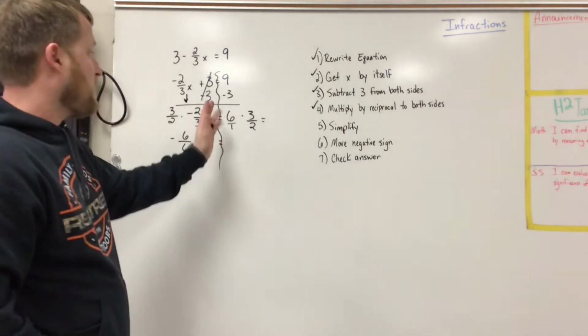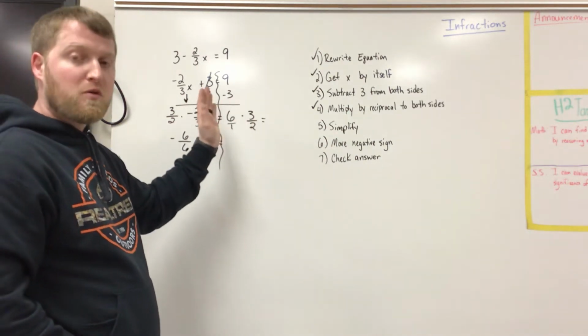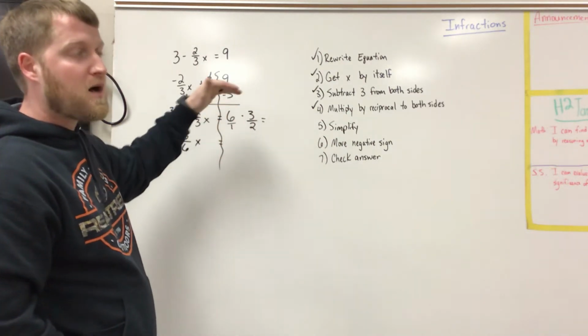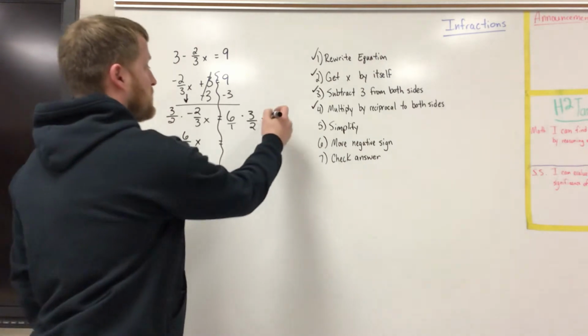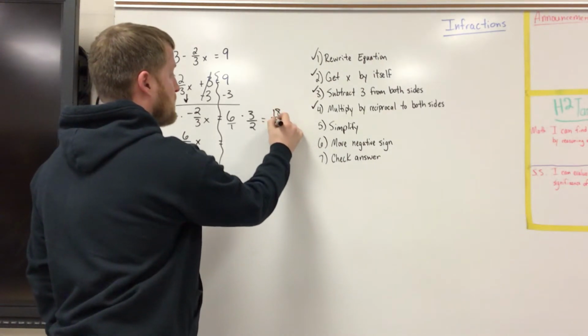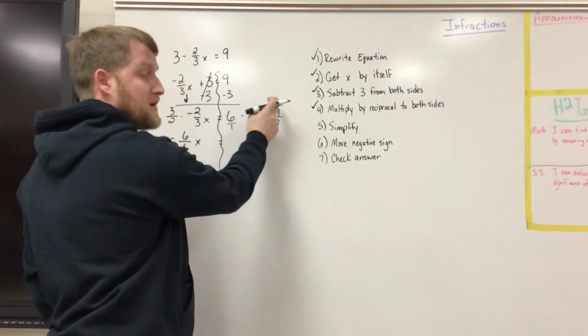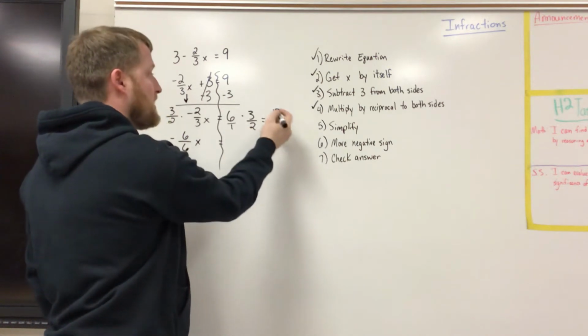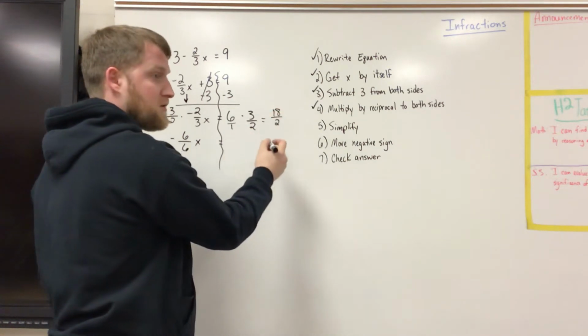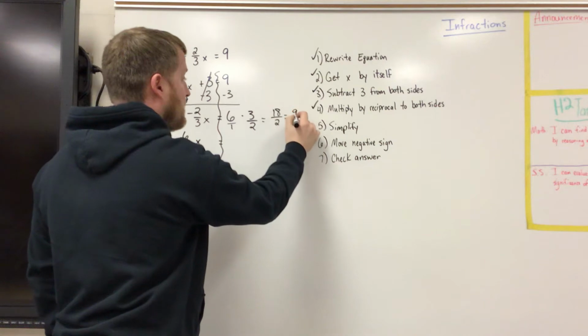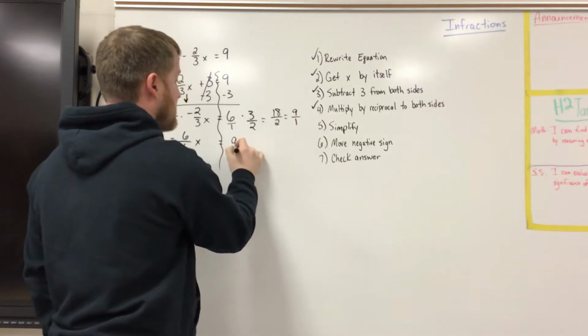Okay, so let's go ahead and multiply across. When we're multiplying fractions, multiply across, top times top, bottom times bottom. So 18 over 2: 6 times 3 is 18, 1 times 2 is 2. And this simplifies down to 9 over 1, or just 9.